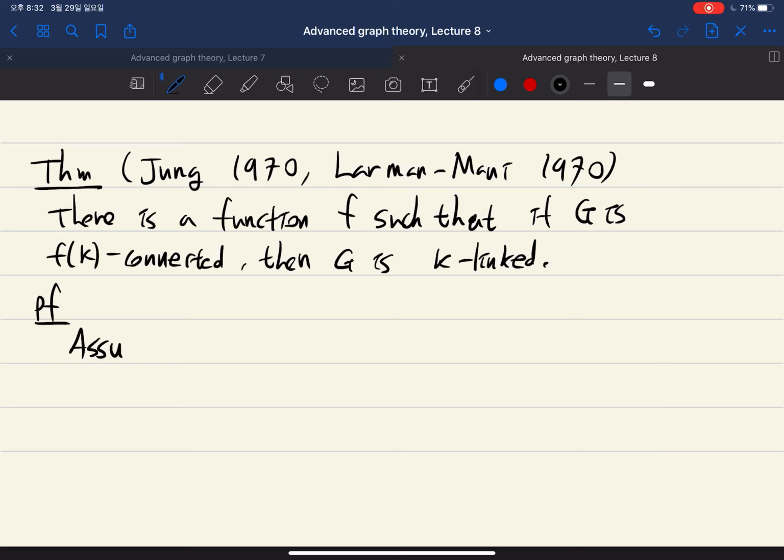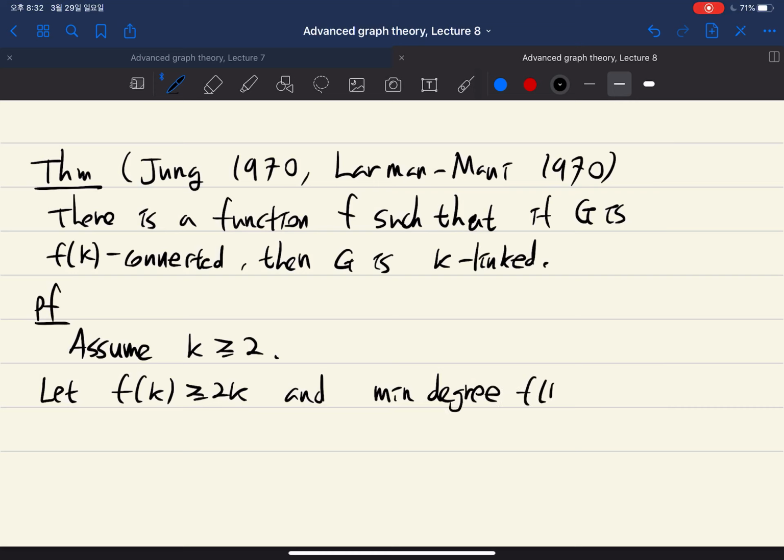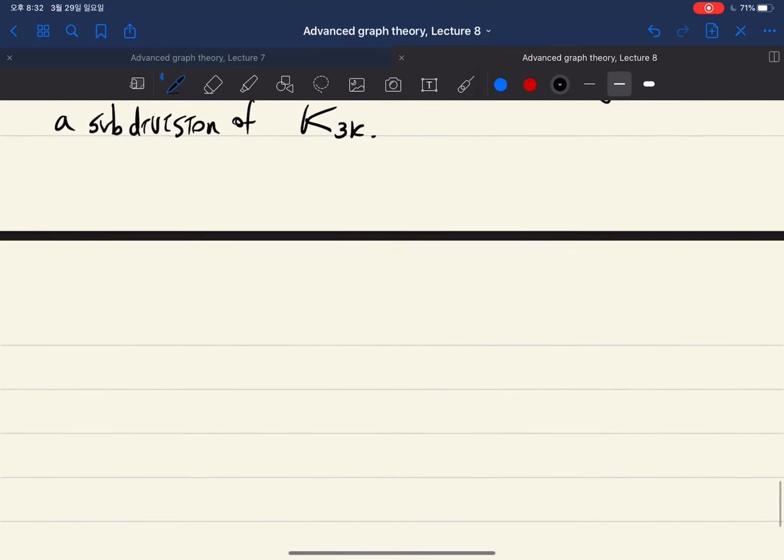We know every one-connected graph is one-linked, so we assume k is at least 2. And we let f be the function such that it's at least 2k, and minimum degree f(k) guarantees a subdivision of, say, K_3k, the complete graph on 3k vertices.